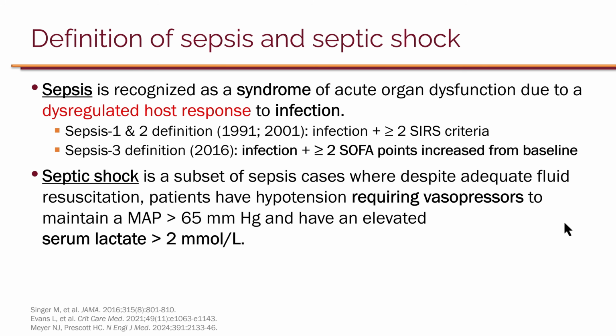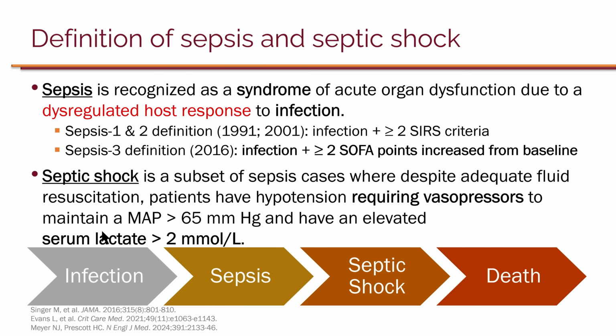Now, septic shock is a subset of sepsis cases where, despite adequate fluid resuscitation, patients have hypotension requiring vasopressors to maintain a MAP of 65 millimeters of mercury and have an elevated serum lactate of more than 2. So it has to meet both requirements: vasopressors such as norepinephrine, and lactate has to be at least 2. In other words, if someone is requiring vasopressors to maintain a MAP of 65 but their lactate is 1, they do not meet the definition of septic shock.